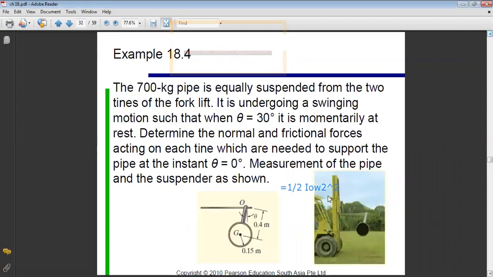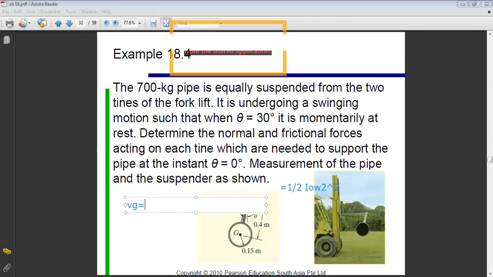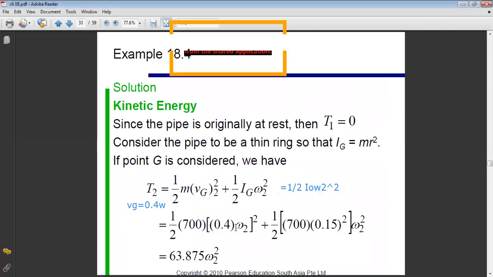If you go back to this figure, G is rotating about a fixed point O. So what is Vg2? At any instant, V of G should be equal to what? To 0.4 omega. So Vg at state 2 will be equal to 0.4 times omega 2. And if you replace Vg by 0.4 omega 2, you can have only one unknown, which is omega 2. And this is equivalent to the parallel axis theorem.